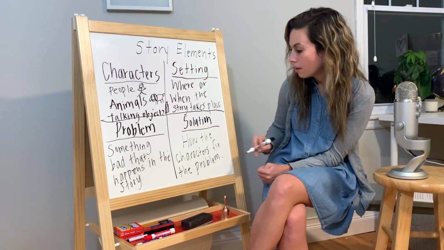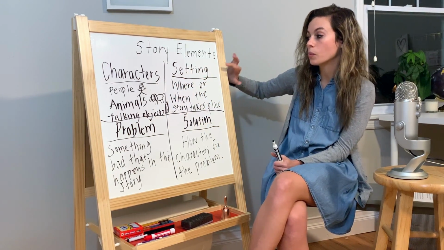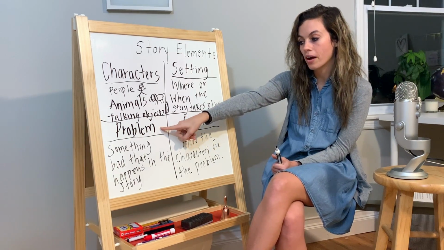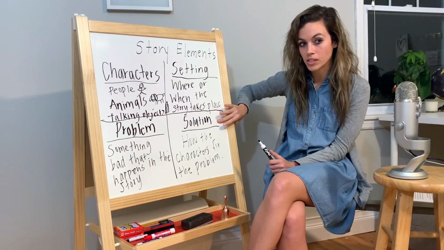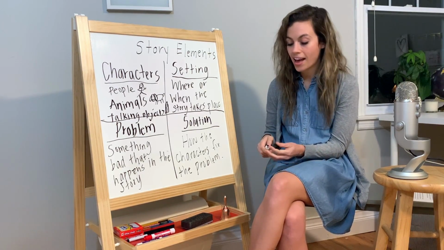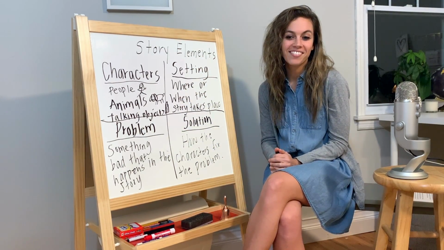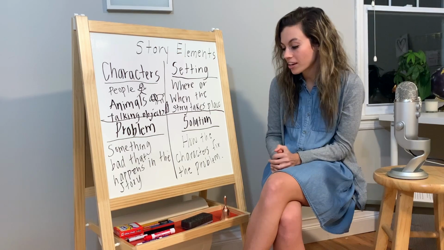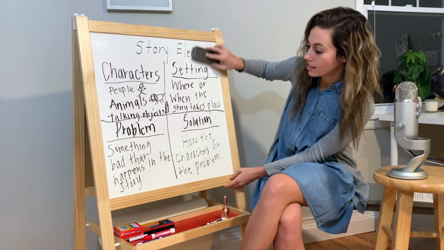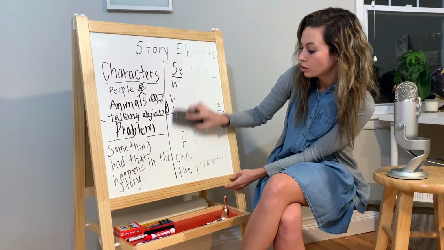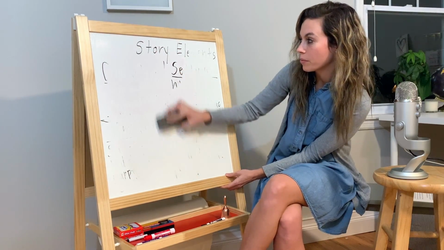So when we read today, we're going to be looking for characters, what the setting is, what the problem is, and what is the solution of the stories we're going to read today. Does anyone have any questions so far about this? None? Okay, we're going to go ahead and we're going to start reading. So I'm going to erase this, and I'm going to make a new chart so we can take notes about the character, setting, problem, and solution.